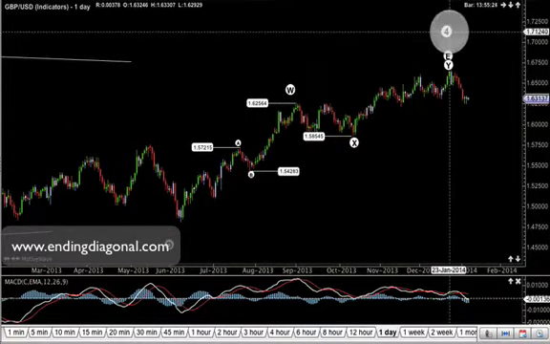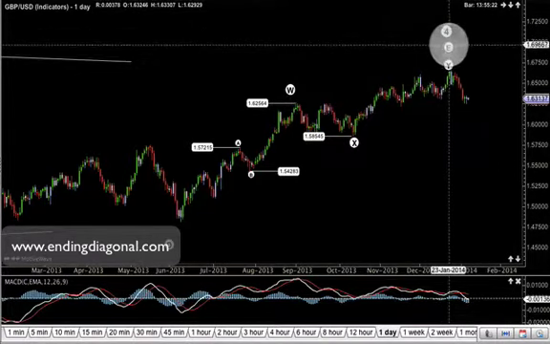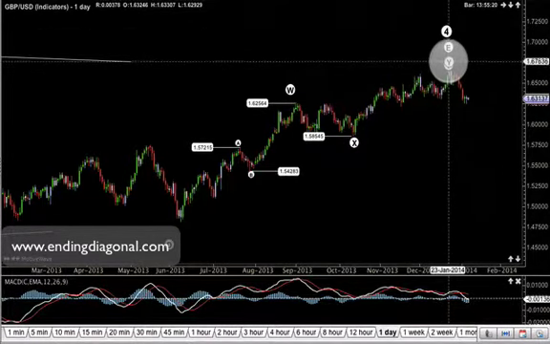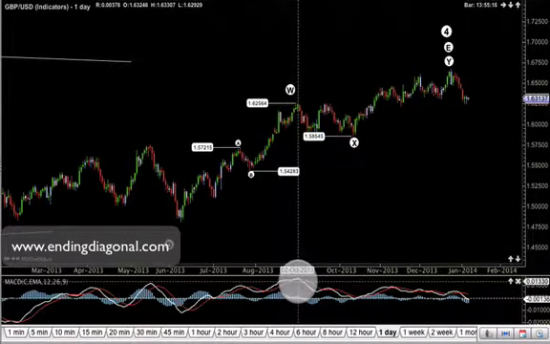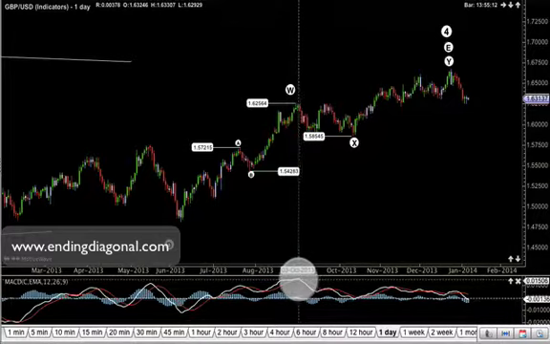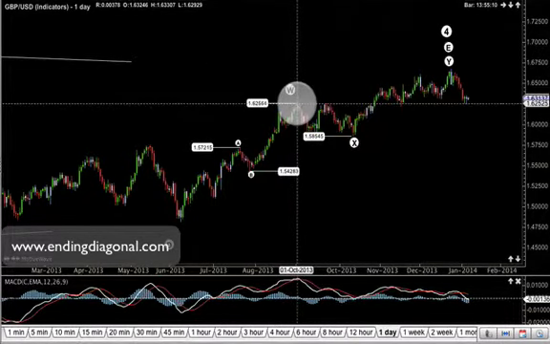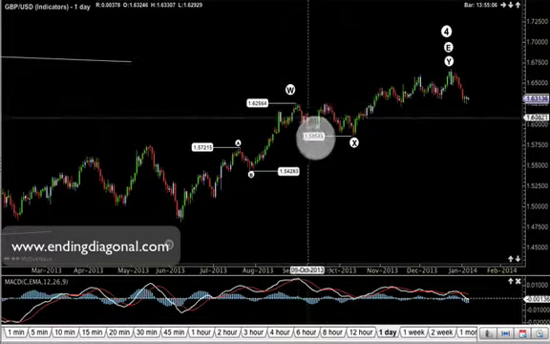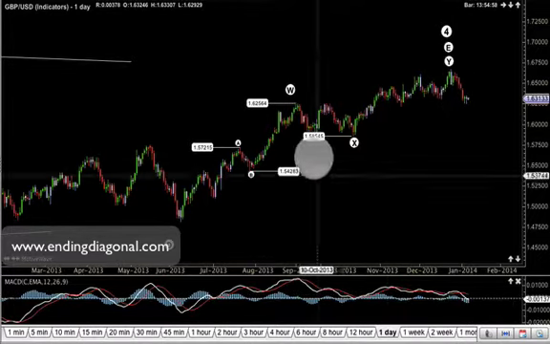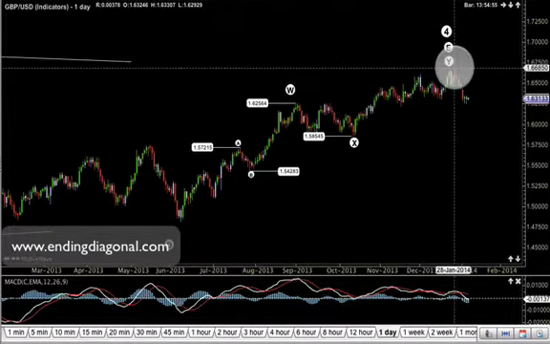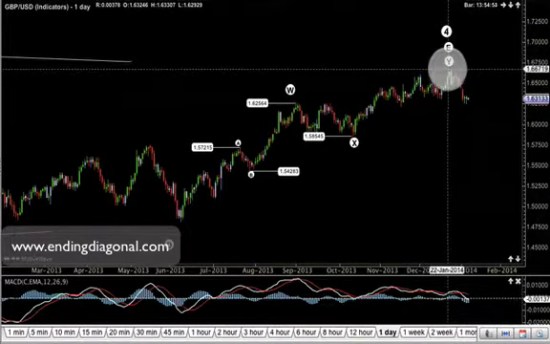Okay, so let's have a look at the daily chart now, and the daily chart shows a pretty clear momentum divergence on the MACD right from the wave W high at 162.56. Momentum has been steadily falling while price has been steadily making new highs.